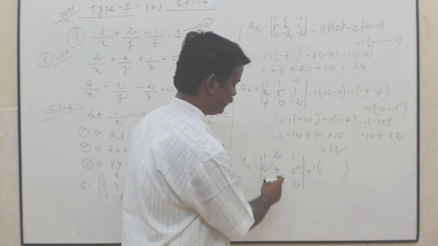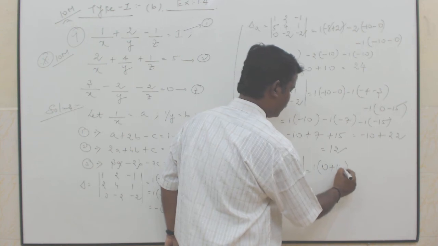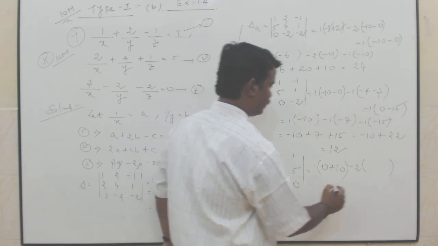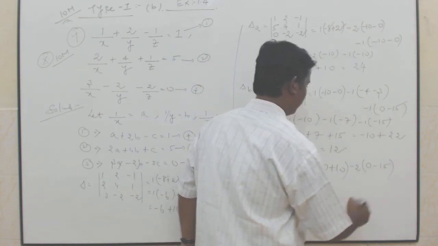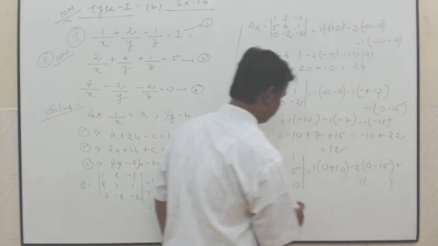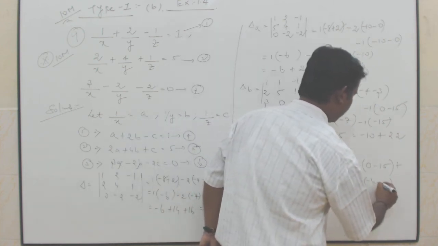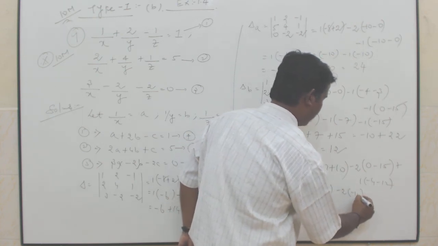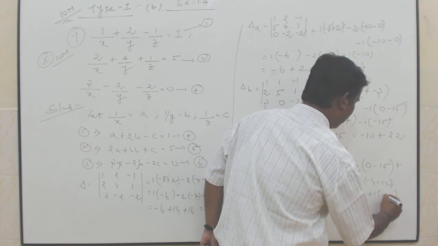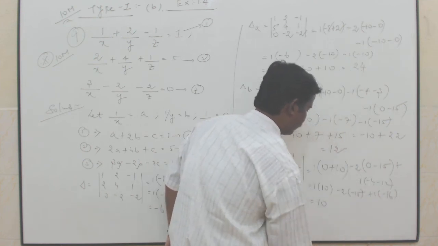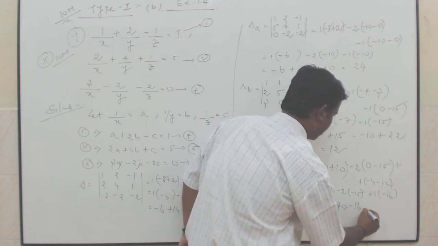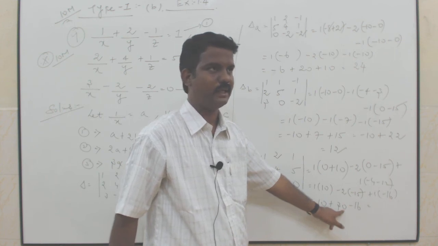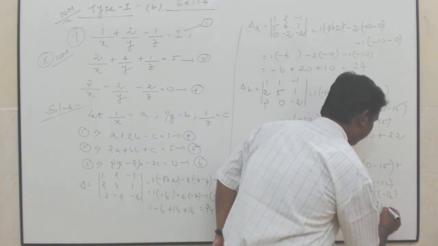1 into what is 4 into 0? 0 plus 10. Minus 2 into what is 2 into 0? 0 minus 15, plus 1 into minus 4 minus 12. 1 into 10 minus 2 into minus 15 plus 1 into minus 16. Now 10 plus 30 minus 16. What is the value of 10 plus 30? 40. 40 minus 16 is? It is 24.